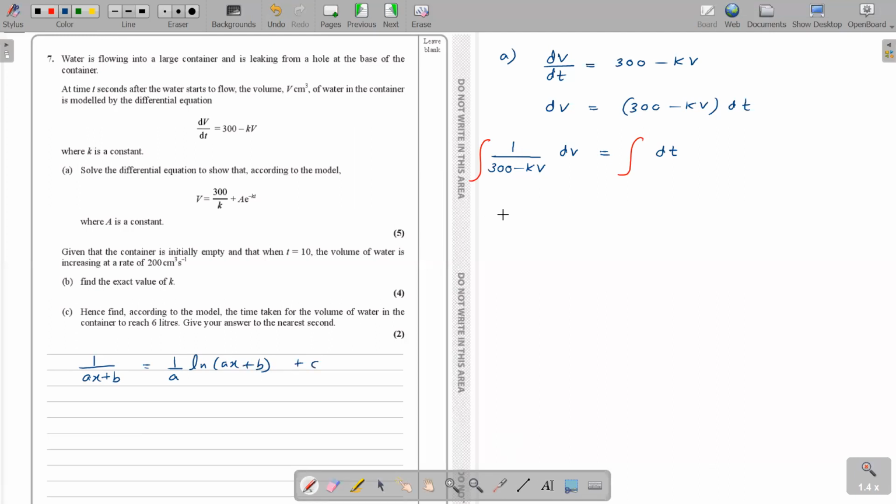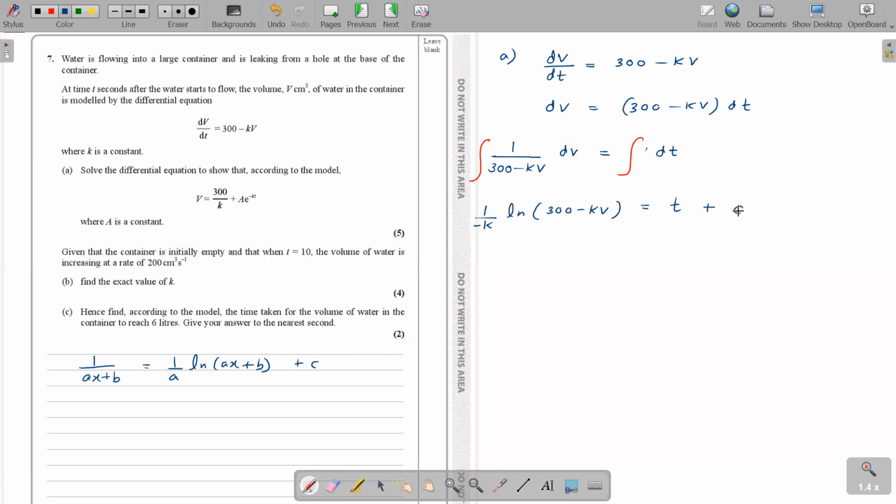So here the v is the main variable, right? So we have to take 1 over a, the coefficient of the v variable. So 1 over minus k ln 300 minus kv equals the integration of 1 with respect to t, which is t. And don't forget the plus. The moment you finish the integration, put a plus c.